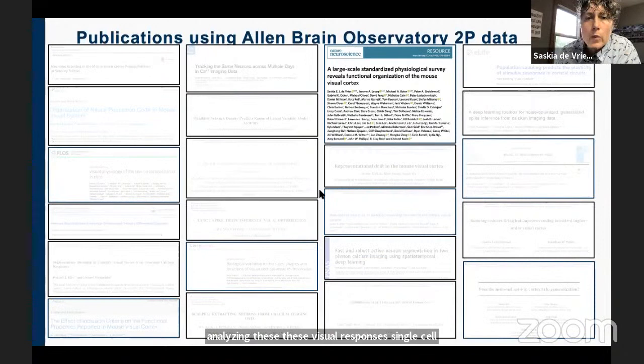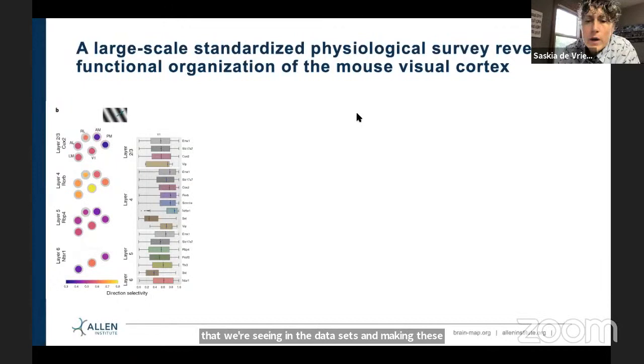I'm going to highlight our platform paper where we introduce the data set. You'll hear more from Michael, Michael Buice, in a little bit. I'm not going to go into great detail, but we began to unpack some of the phenomena that we're seeing in the data sets and making these comparisons. And so we can look at different types of properties and compare them across these different dimensions that we've put into this data set, right?